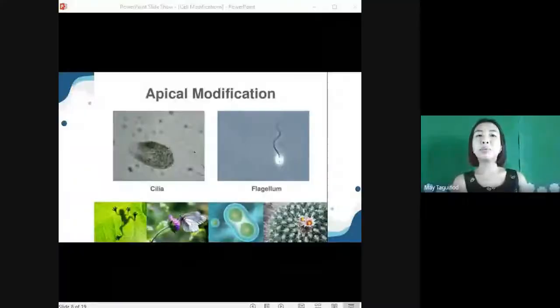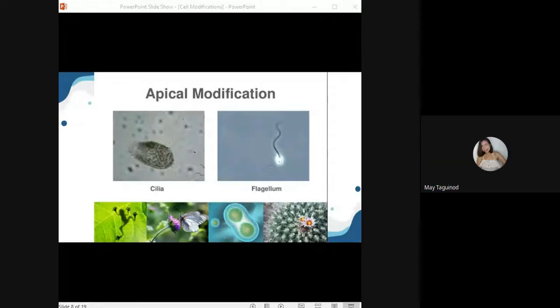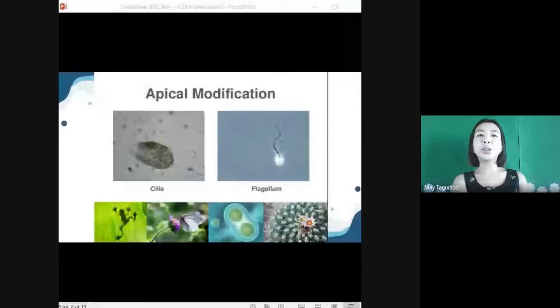Okay. So these are the actual photos of cilia and flagellum under a high-powered microscope. So as you have observed, cilia and flagella are cell organelles that are structurally similar but different in length and functions. So cilia are present in organisms such as paramecium, while flagella can be found in bacteria and sperm cells. So cilia are shorter and more numerous than flagella.